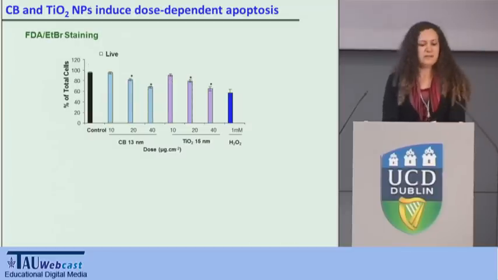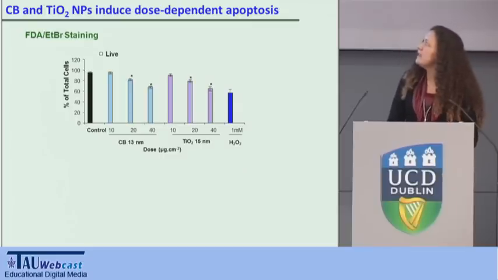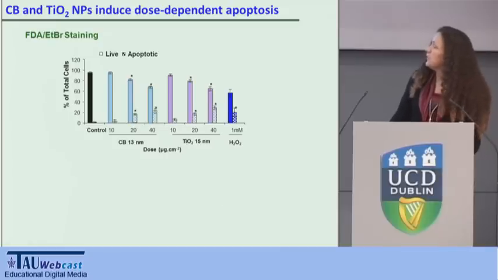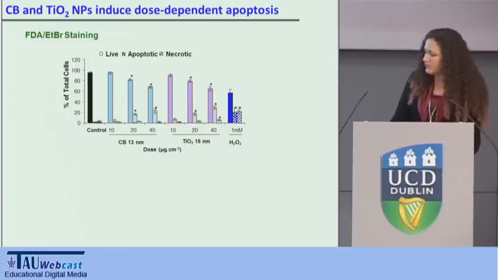Then we studied the induction of cell death by FDA ethidium bromide staining, and you can see here that there is a dose-dependent induction of cell death for both types of nanoparticles. The quantification of apoptotic cells shows that this cell death is due to an increase of the apoptotic cells, but not the necrotic cells, whereas the positive control H2O2 is inducing both types of cell death.